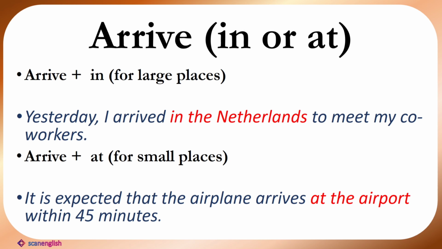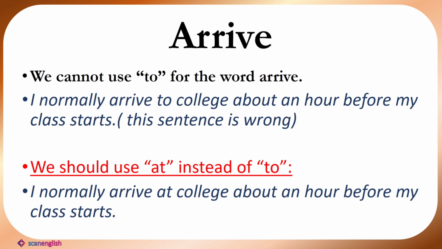Arrive in or at. For large places, arrive in is used. For example, yesterday I arrived in the Netherlands to meet my co-workers. For small places, arrive at is used. For example, it is expected that the airplane arrives at the airport within 45 minutes. We cannot use to after the word arrive. I normally arrive to college about an hour before my class starts. This sentence is wrong. We should use at instead of to. I normally arrive at college about an hour before my class starts.